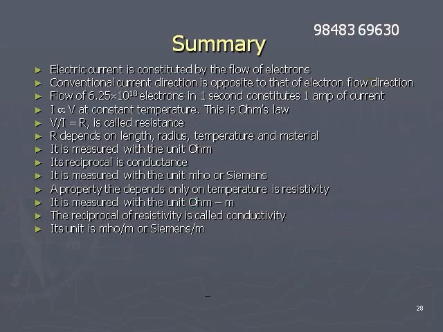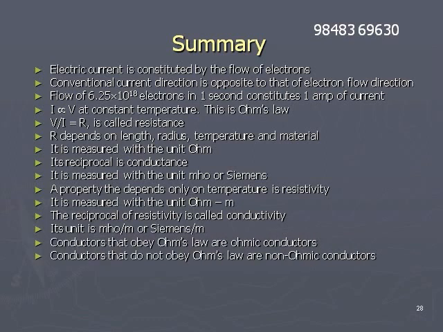Conductors that obey Ohm's law are termed ohmic conductors, and those that do not obey Ohm's law are known as non-ohmic conductors. For ohmic conductors, the V-I relation is a straight line passing through the origin. For non-ohmic conductors, it is not a straight line but a curve. Electrolytes, thermistors, etc., are non-ohmic conductors.